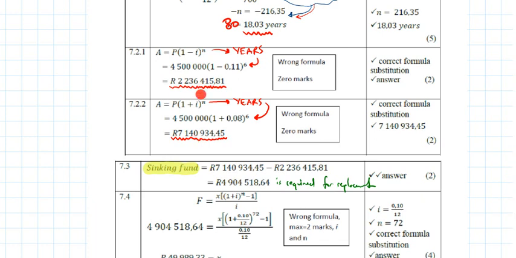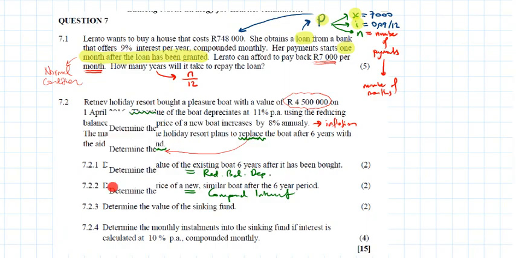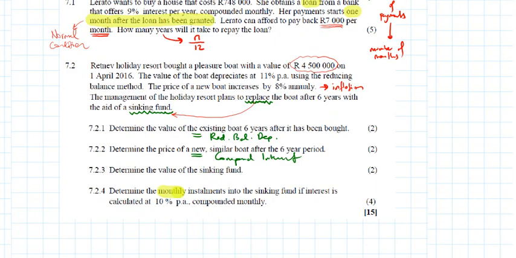So the difference is what they need. That difference, if they don't make any investment, they have to pay after 6 years. So that is coming to 7.2.4. What does it say? Determine the monthly installments. They will make monthly installments into the sinking fund. The interest rate is given, compounded monthly and everything.